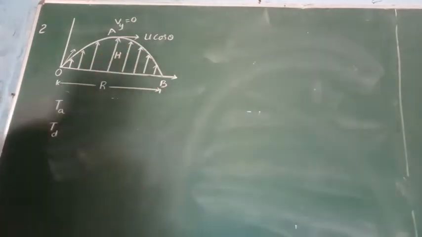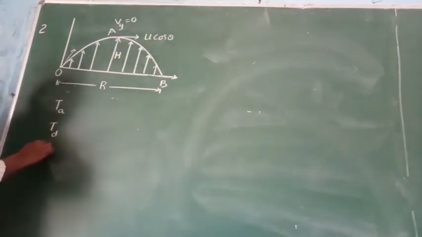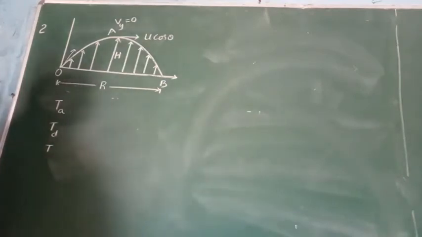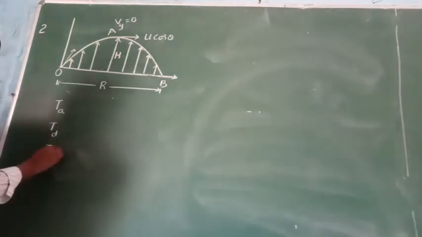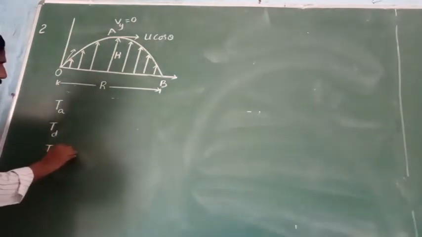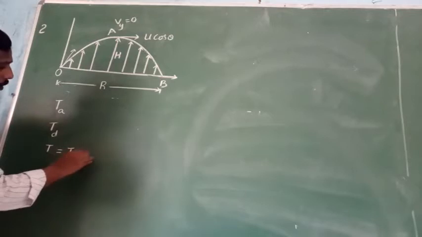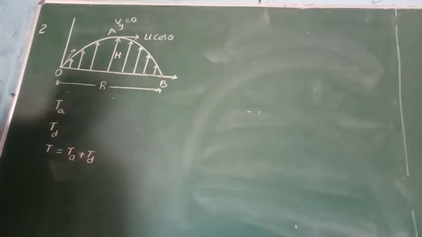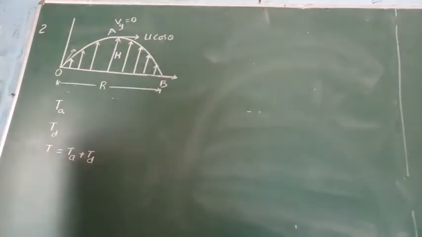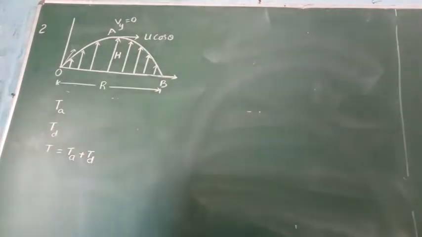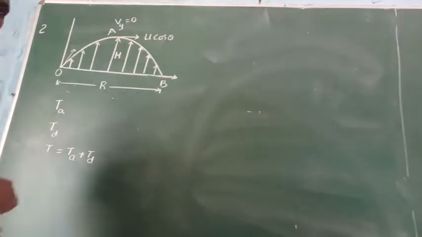Denoted by letter T, the time of flight, the total time spent in air, is called time of flight. So this time of flight is equal to time of ascent plus time of descent. Now we derive the time of ascent and time of descent equations. For time of ascent and time of descent, you consider vertical motion.